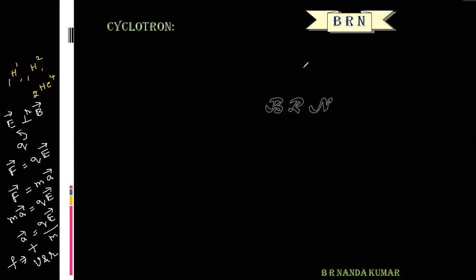What is the meaning of cyclotron? Cyclotron is a particle accelerator. It is a device used to accelerate positively charged particles like proton, deuteron, alpha particle to very high energy. Ernest Lawrence and M.S. Livingston invented the cyclotron.